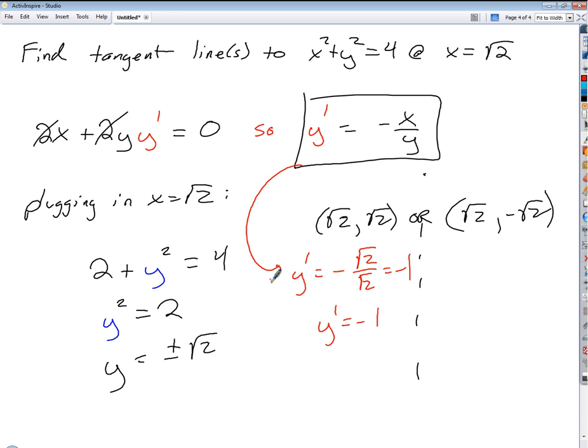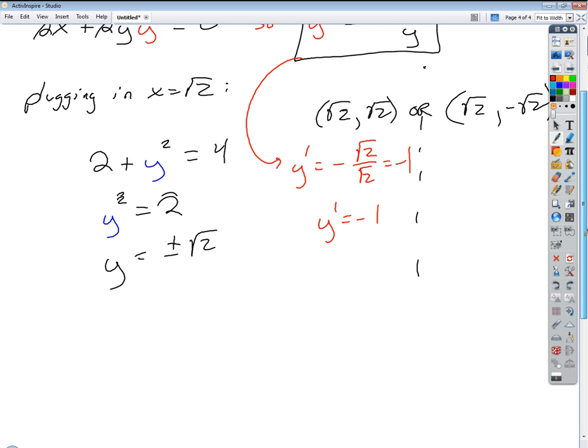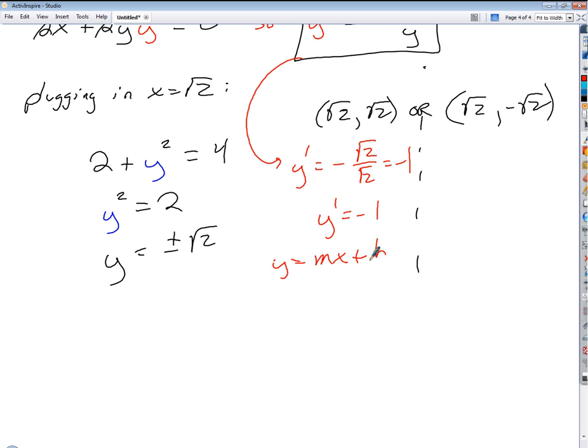Right? And so what's my equation of the line going to look like over here? Well, that's my slope, that's my point, right? So all I have to do then is just solve for b. So I get y equals mx plus b. Y is the square root of 2. M is negative 1. So this part right here just gives me minus the square root of 2, plus b. So what's b? Well, if I add the square root of 2, I just get 2 times the square root of 2, which is 2.